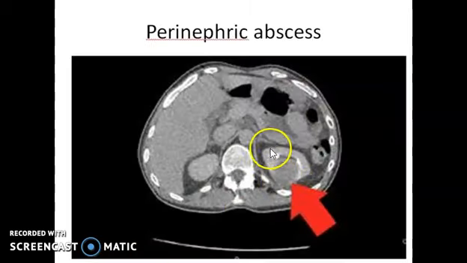There can be infections around the kidney, that is called the perinephric abscess. Here you can see this black color marking as the perinephric abscess site, which is limited by the renal fascia, but it can extend downwards till the pelvis.